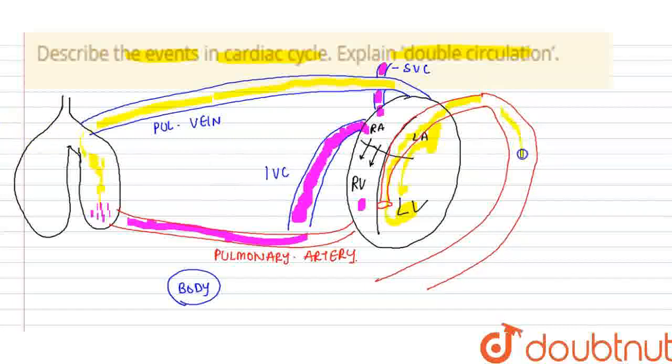So this way it is being transferred to the body. Now can you see the circulation is taking place in two forms. From the body the blood is coming to the heart, and on the other side it is also going to the lungs. The circulation between the body and the heart is the systemic circulation. And the circulation between the heart and the lungs is the pulmonary circulation. So two types of circulation are taking place, and hence it is known as double circulation.